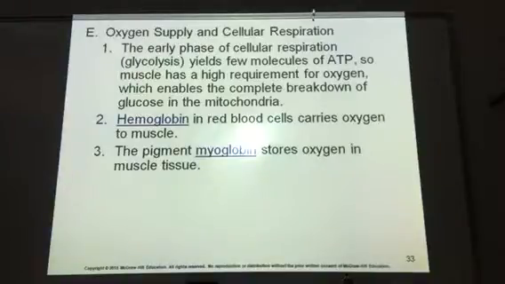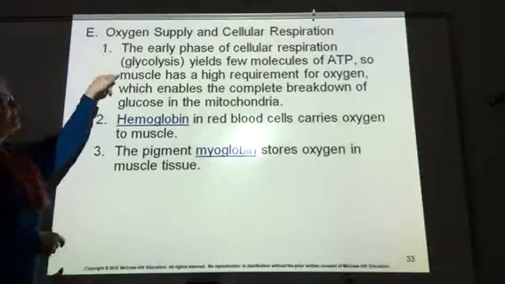Today we're going to look at oxygen supply to the muscles, use of muscles, overuse of muscles, what actually happens. So oxygen supply and cellular respiration. The cellular respiration part to me is a little bit of review from biology.